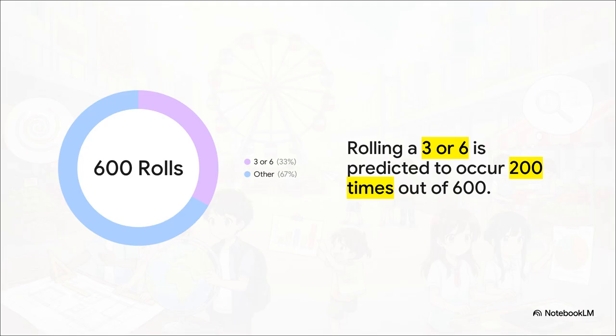But if you actually sit down and roll that die 600 times, you might get 195 or maybe 208. Comparing that perfect theoretical model to the actual, messy, observed frequencies and trying to figure out the discrepancies between them is literally the heart of statistical analysis.